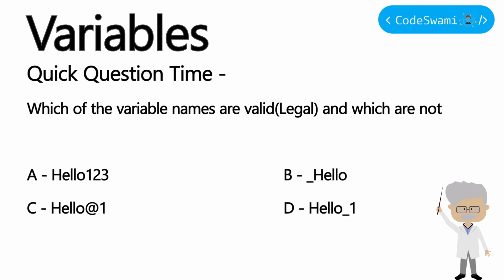Done? Cool. So, A is a legal variable name. It starts with an alphabet, has numbers, but that's okay, and does not have any special character. B, on the other hand, is not a legal variable name as it starts with an underscore. C as well is not a legal variable name. It contains the at sign, which is not allowed in a variable name. So what about D? In fact, D is very much legal. Underscores are allowed in between the name, but not at the beginning of the name. Remember that. I hope by now you know how to name a variable in Java, and I'll tell you how to use them in the very next lecture.